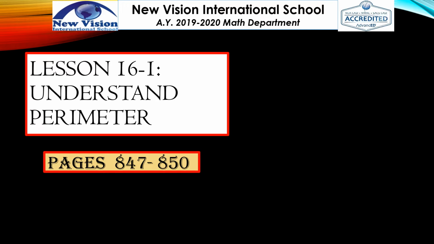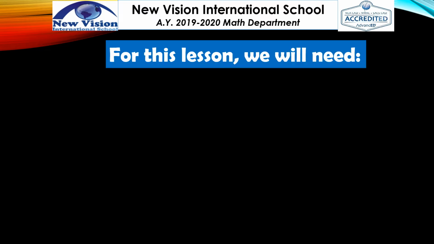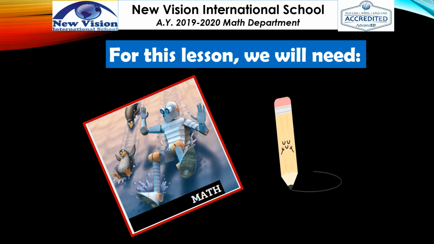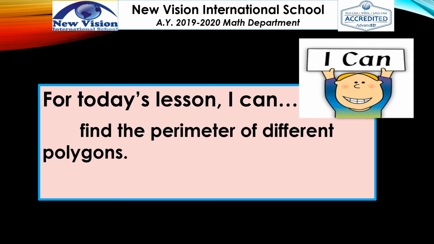For today, we are going to have topic 16, lesson 1, that is understand perimeter, on pages 847 to 850. Okay, so for this lesson, we will need your math book and your pencil as well. And you may also get your ruler. All right. For today's lesson, our lesson objective is you say, I can find the perimeter of different polygons.